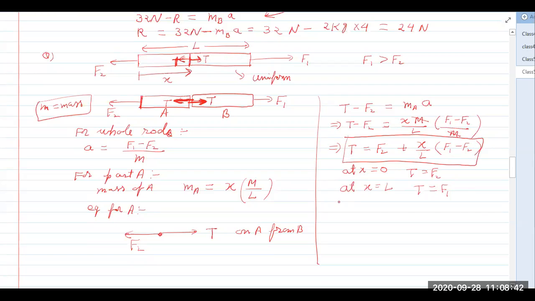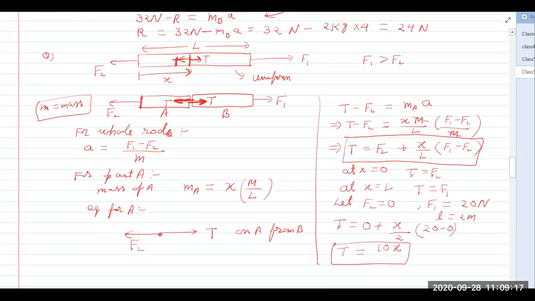Suppose F2 is 0, meaning from the left side we are not pulling the object, and F1 is suppose 20 Newton. Okay, so in this case, what will be the tension? You can find the tension, and the length you can take. Length is suppose 2 meter. So you can write F2 is 0, x by 2, and F1 minus F2, that is 20 minus 0. So how much are we getting? We are getting 10x. So the tension which we are getting is 10x.